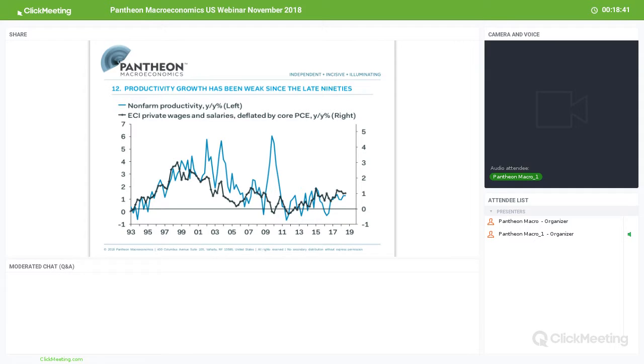Obviously, the housing boom was connected to the crash. But I don't really buy the idea that this is evidence of some sort of great structural change, the idea that everything important's been invented now, the sort of Bob Gordon argument, or the Larry Summers secular stagnation argument. I'm not sure I buy that one either.